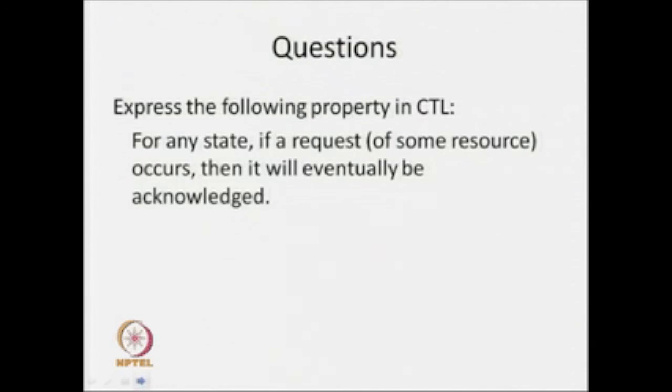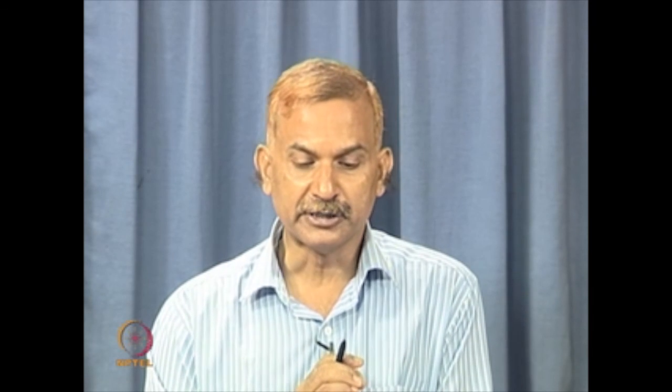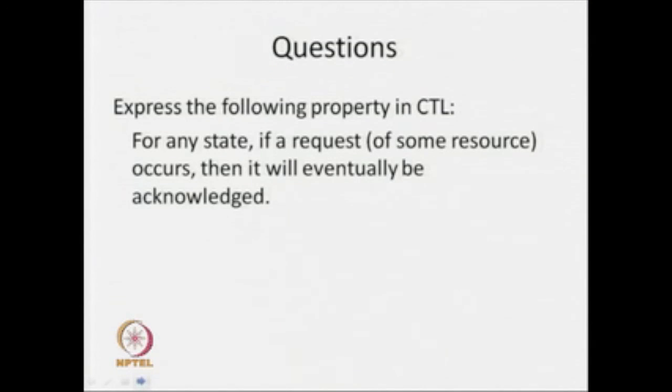Another property is, express the following property in CTL. The property says: for any state, if a request for some resource occurs, then it will eventually be acknowledged. If we look at a distributed system or a concurrent system, the same resources will be shared by different processes. So, if we are requesting a particular resource, it may be shared memory or some other device. If we request some resource, then it will eventually be acknowledged, because if I am going to access a shared memory, eventually I should get it, then only I can progress.